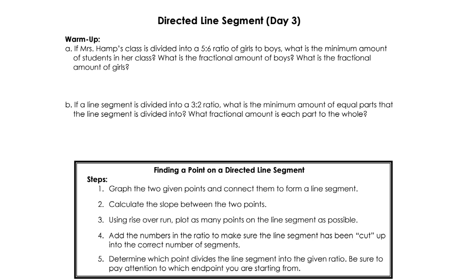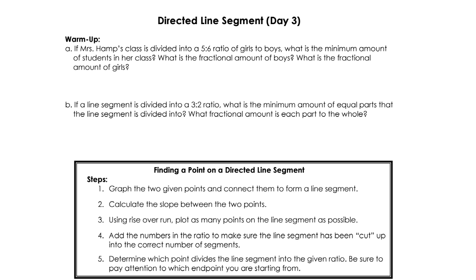Okay, guys, we are on day 3 of Unit 10, and we're talking about directed line segments. So in our warm-up, it just talks a little bit about ratios. And so it says if Mrs. Ham's class is divided into a 5-to-6 ratio of girls to boys, what is the minimum amount of students in her class? What is the fractional amount of boys? And what is the fractional amount of girls?